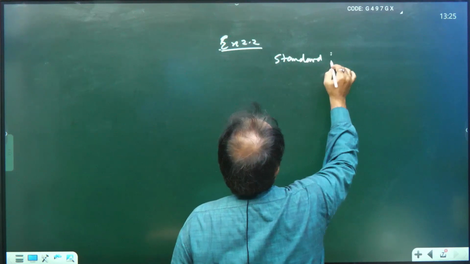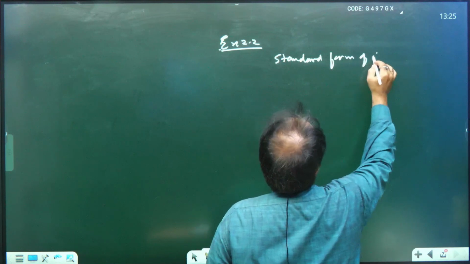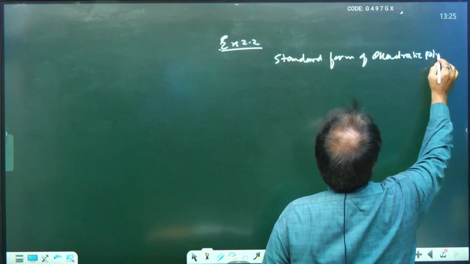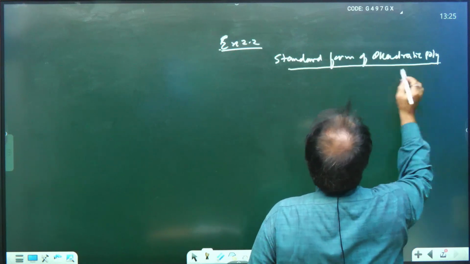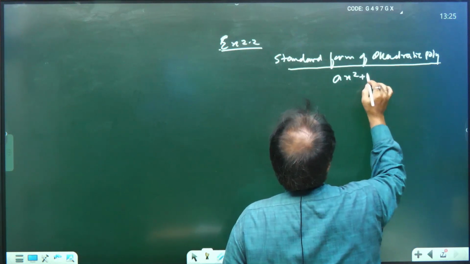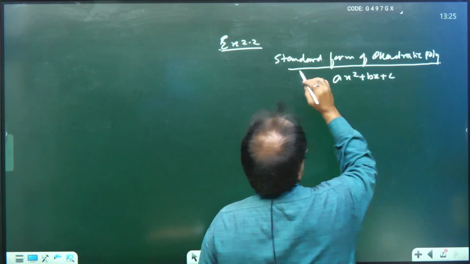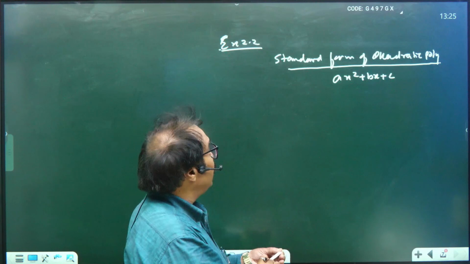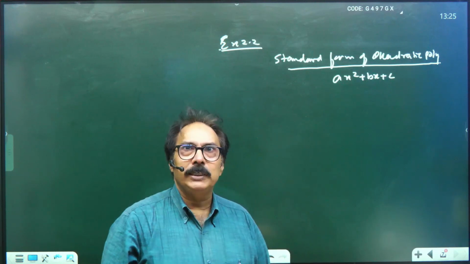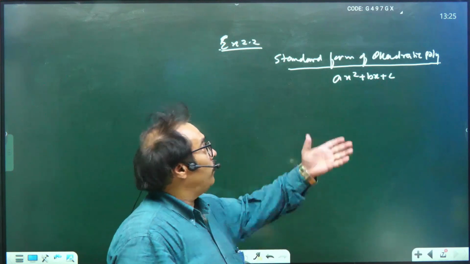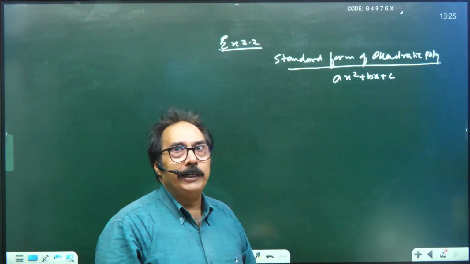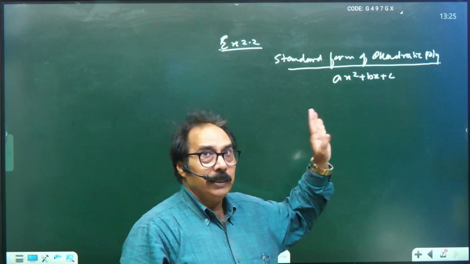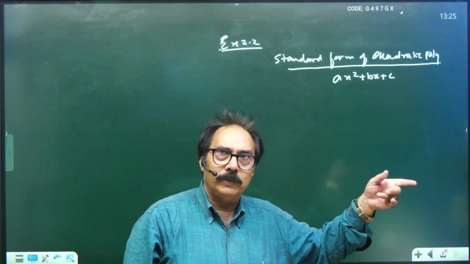standard form of quadratic polynomial. Quadratic polynomial means it should be ax square plus bx plus c, because it is quadratic, so there must be 2 degrees. So the standard quadratic polynomial is ax square plus bx plus c. Okay. So whenever the question is in the form of quadratic, by the help of factorization, we will find their value of x, that is called zeros of the polynomial.